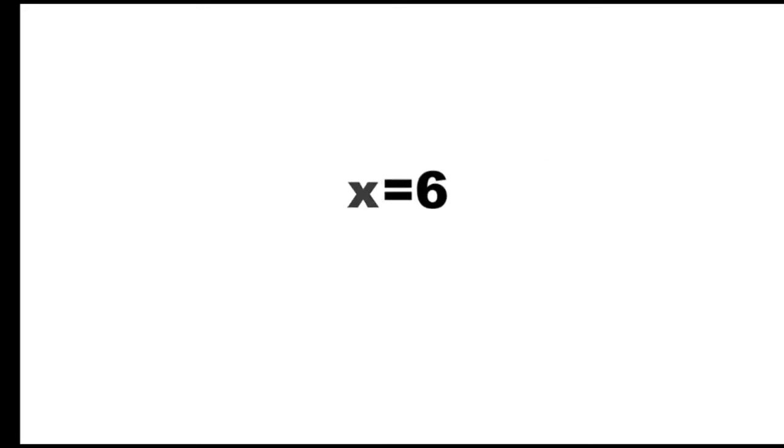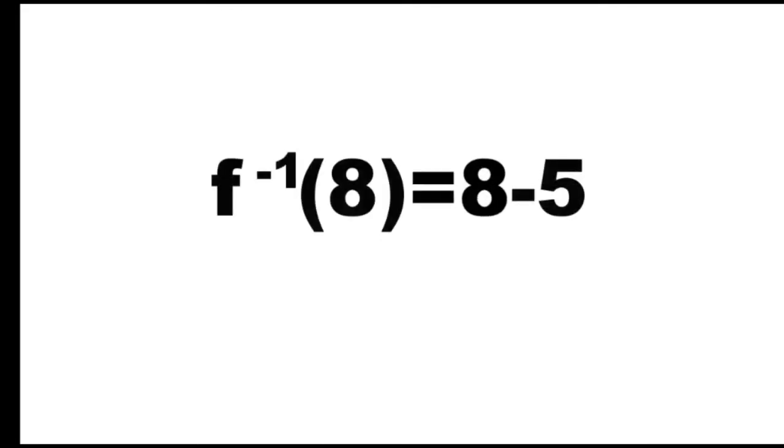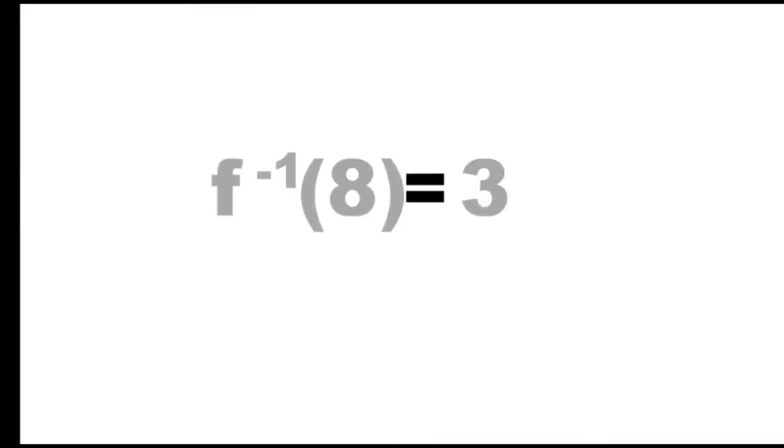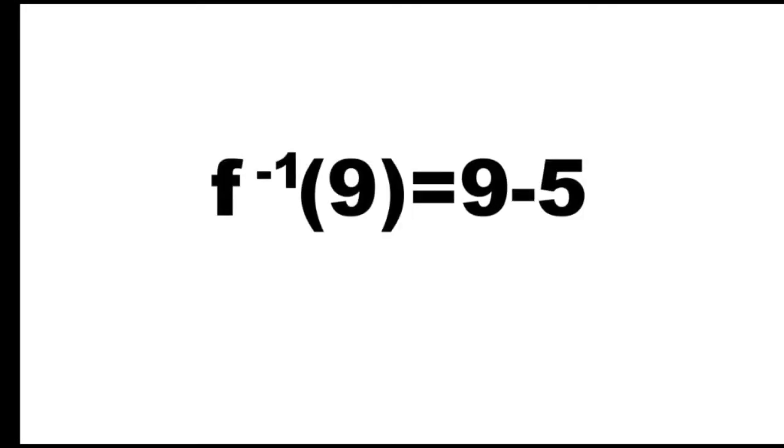If x equals 6, then the inverse function equals 6 minus 5, so it's equal to 1. If x equals 8, then the inverse function is equal to 8 minus 5, so it's equal to 3. If x equals 9, then the inverse function is equal to 9 minus 5, so it's equal to 4.